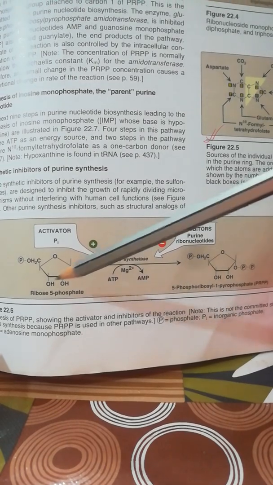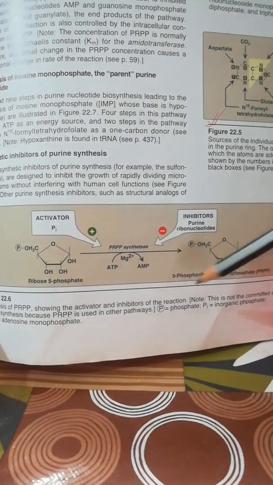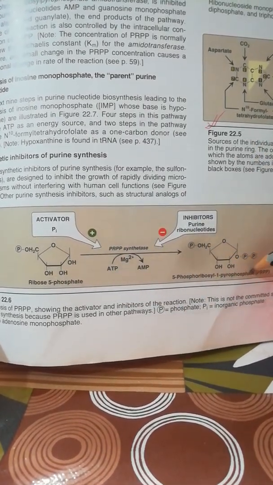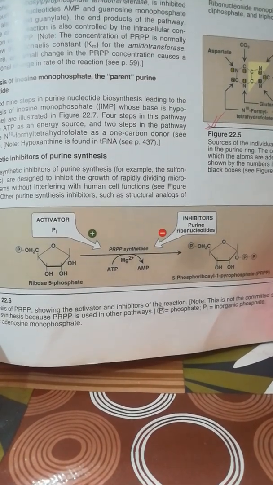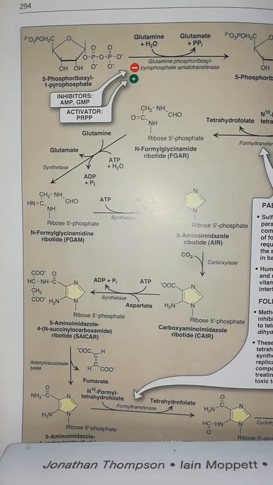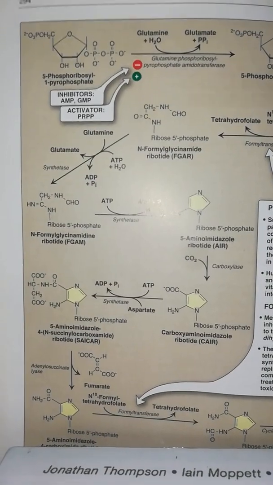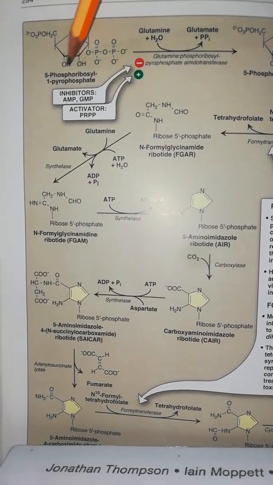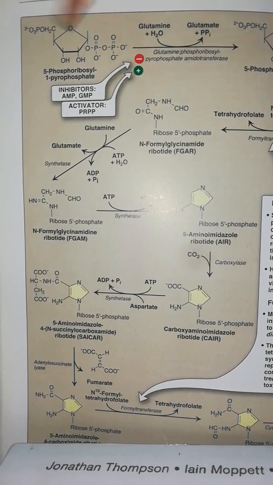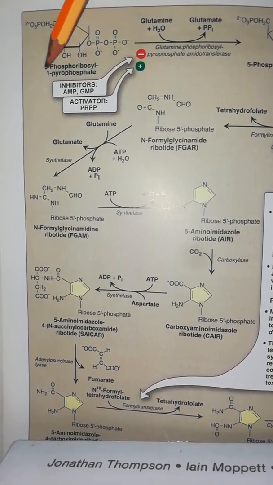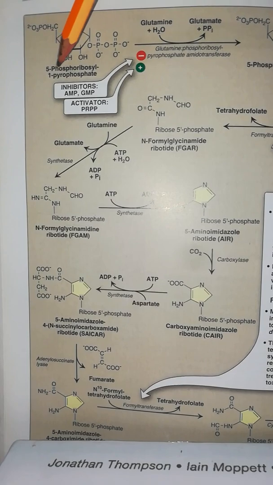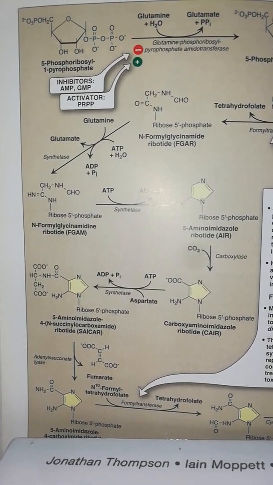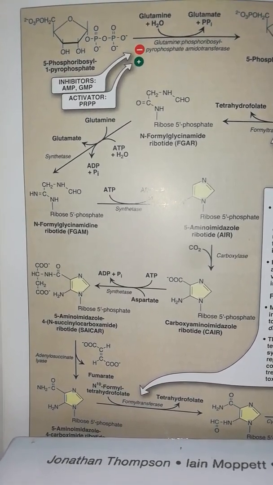So at the first step, ribose 5-phosphate is converted into 5-phosphoribosyl 1-pyrophosphate. Now in the second step, in the first step we already got this structure, 5-phosphoribosyl 1-pyrophosphate. So now 5-phosphoribosyl 1-pyrophosphate is converted into 5-phosphoribosylamine.